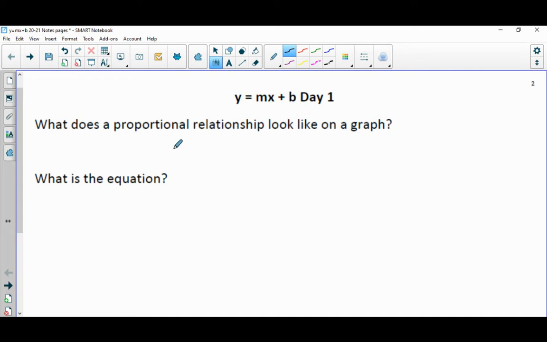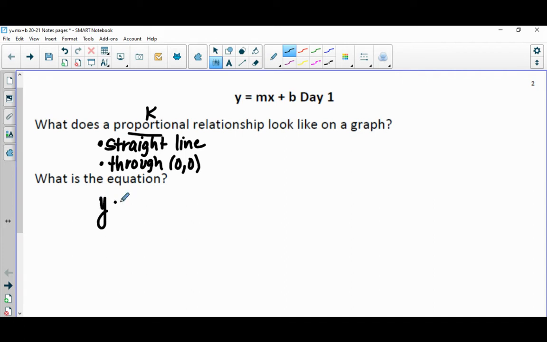What does a proportional relationship look like on a graph? So when we saw proportional relationships, this is when we were talking about k. So on a graph, if you remember, proportional relationships were going to be a straight line, and they were also going to go through the origin, which is the point 0, 0. So this was actually a linear relationship because it did form a line. So we were able to see that, and we had the straight line through 0, 0.